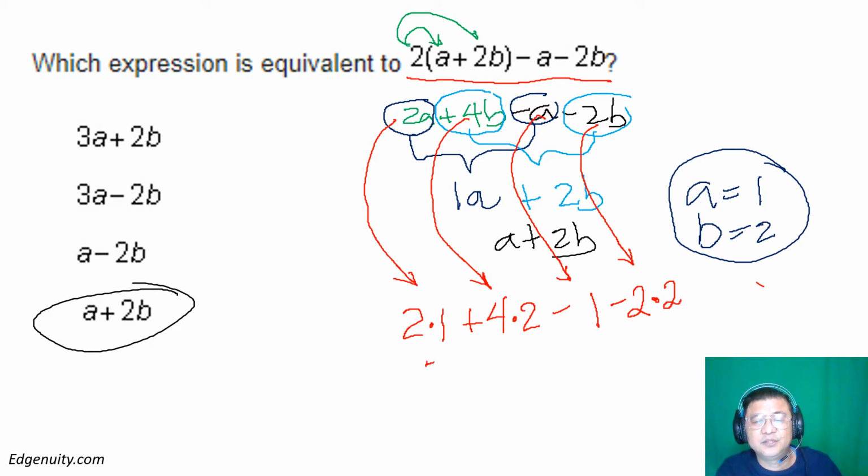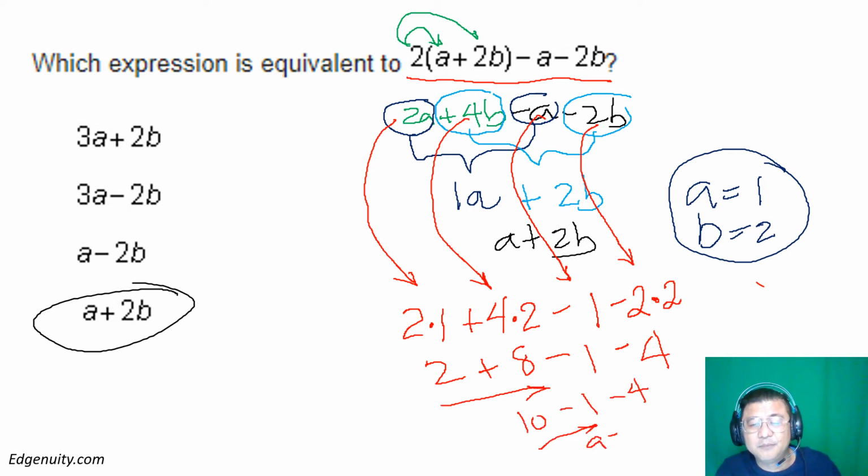2 times 1 is 2, plus 4 times 2 is 8, minus 1, minus 4. I move from left to right. This will become a 10 minus 1 minus 4. This becomes a 9 minus 4, which is equal to 5. See? That's a value of 5. Are you sure it will also be a 5?